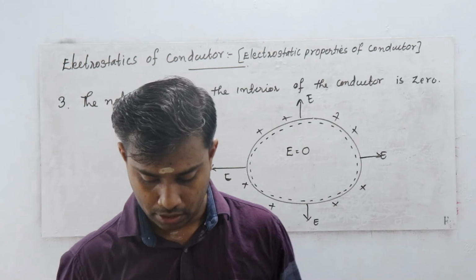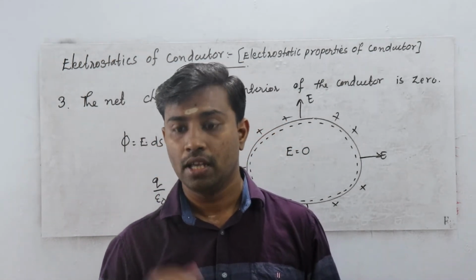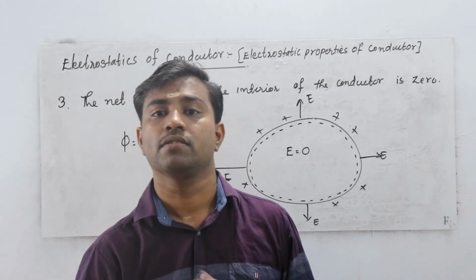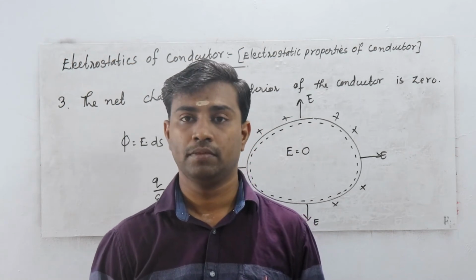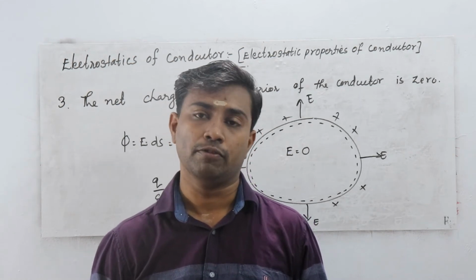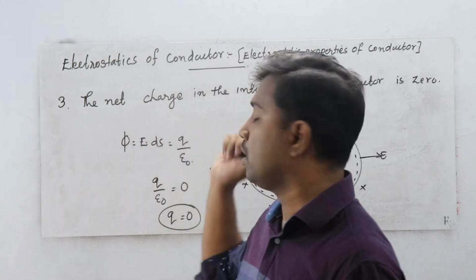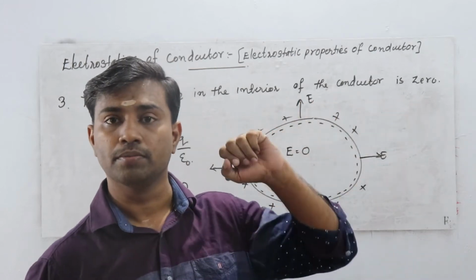From this we can conclude that the entire excess charge must reside on the surface of a conductor. That is the third property of a conductor. The third property is the net charge in the interior of a conductor is 0.